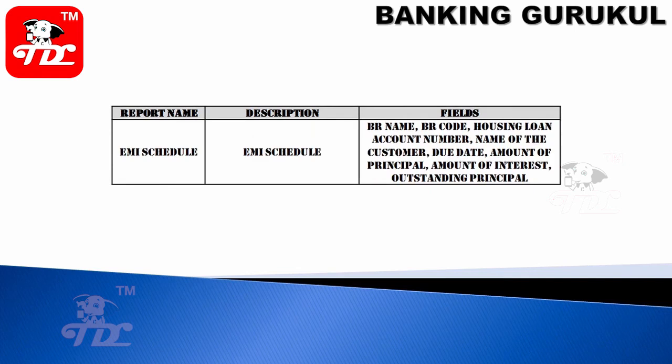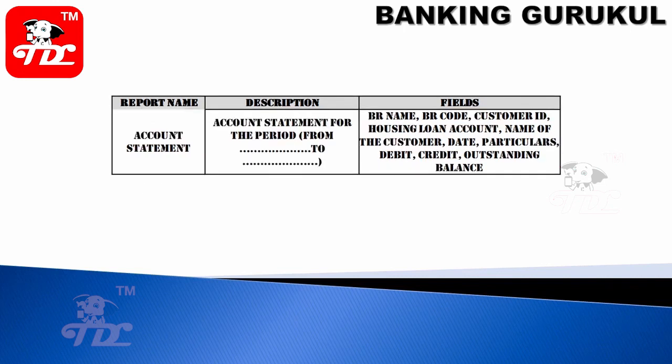EMI schedule. So what is the branch name, branch code, housing loan account number, name of the customer, due date, amount of principal, amount of interest, outstanding principal. These can be obtained from this report.